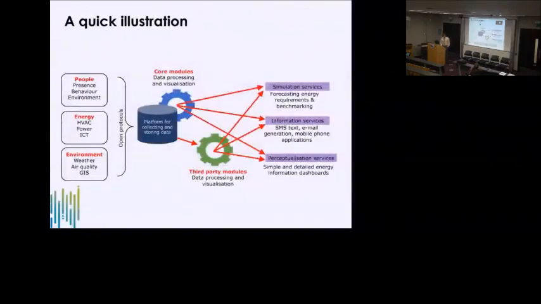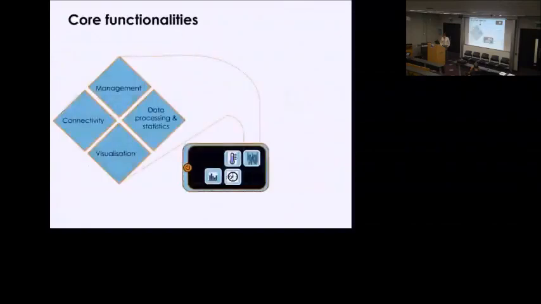From buildings, we look at people, energy, and environment. We have some core modules that sit on top of the building through a connector that allow us to look at the data from that building, make analytics and cross data streams, and allow people to customize what modules they would like for their building for various purposes. Core functionalities are connectivity, management, visualization, and then the analytics.